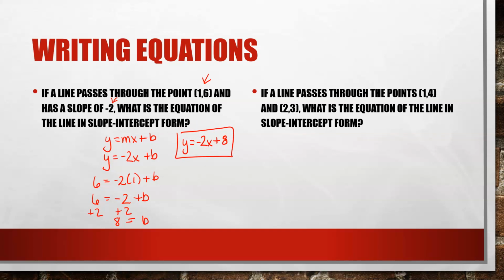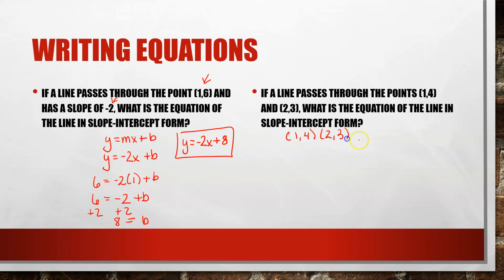Okay, so the next one takes away even more information. If a line passes through the points (1, 4) and (2, 3), what is the equation of the line in slope-intercept form? So we know we need a slope and a y-intercept. So we have to use the slope formula to find the slope first.